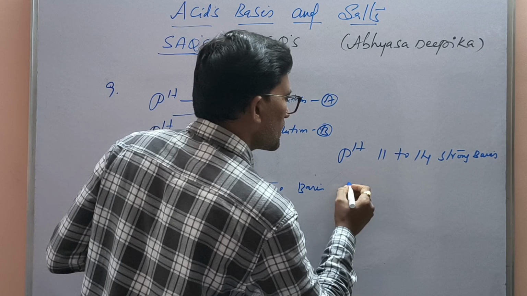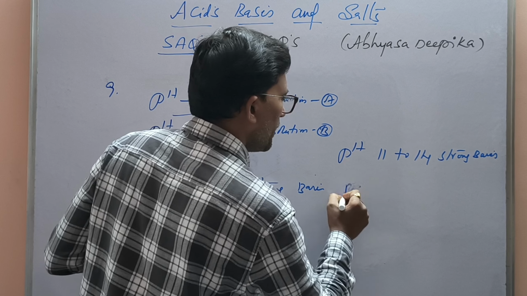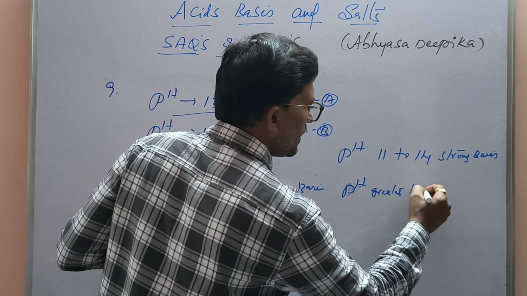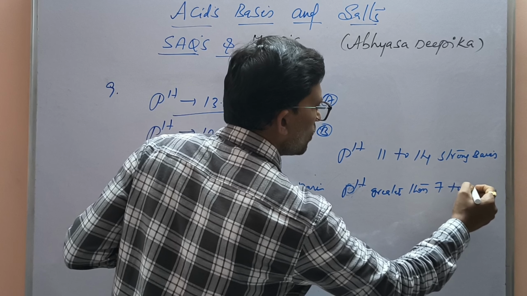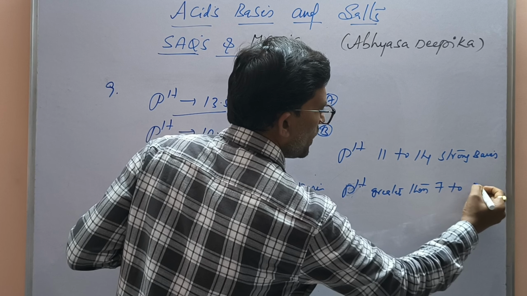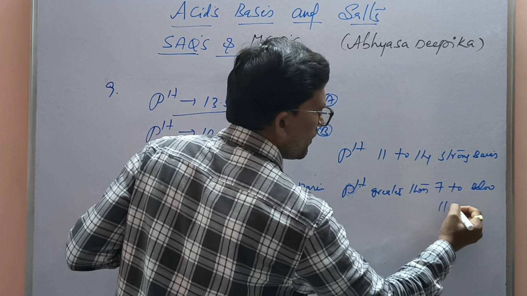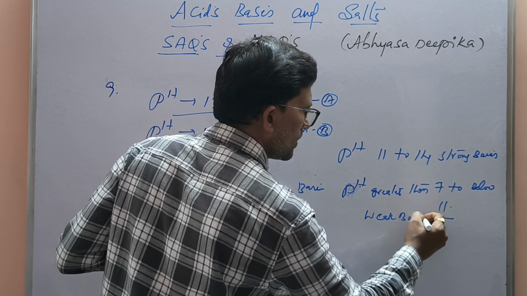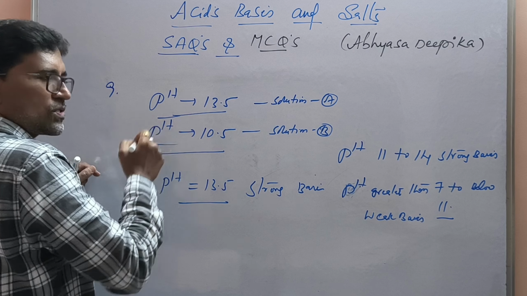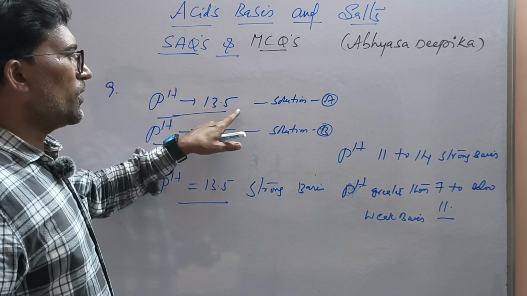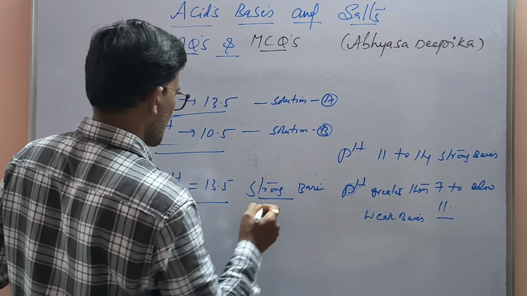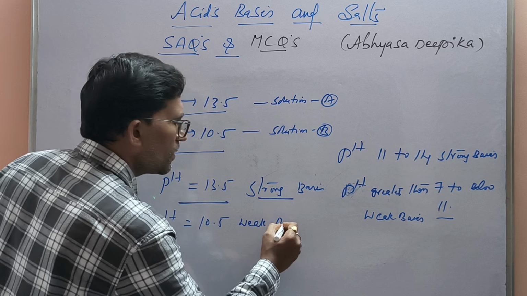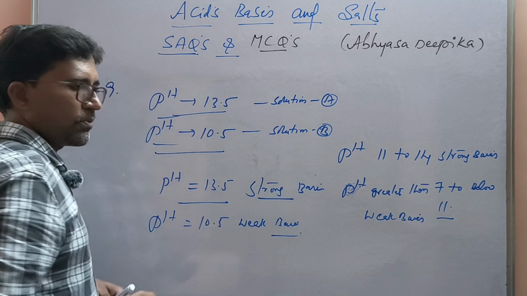If the pH value is greater than 7 and below 11, those are weak bases. So in these two solutions, the first solution has pH 13.5, so it is a strong base. The solution with pH 10.5 is a weak base. Remember this, very, very important.